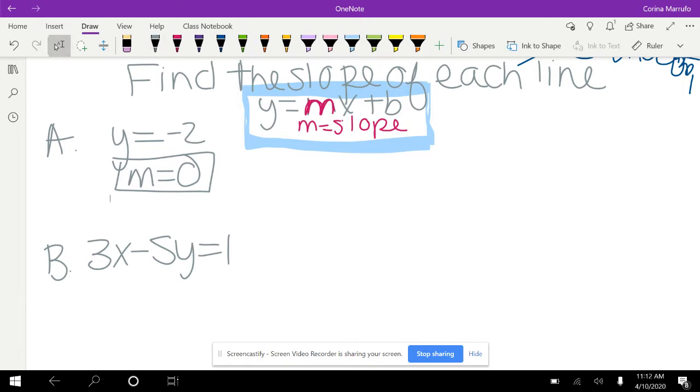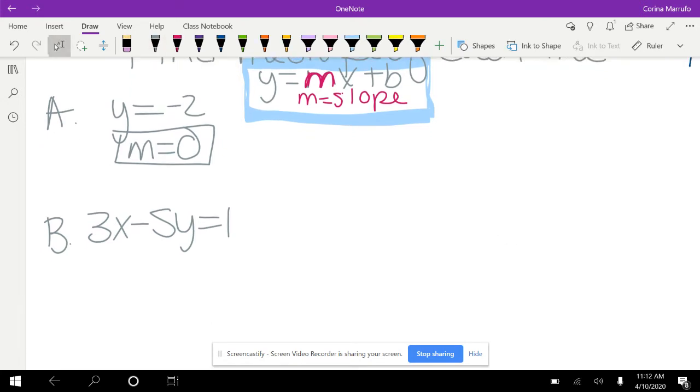On the second one, we have it as 3x minus 5y equals 1. So in order for us to be able to find the slope, we need to make it look like the original y equals mx plus b. Of course, we're going to have a number for m and a number for b, and we're really only concerned about the number with m. So in order to get it to look like that, I need to get the y by itself.